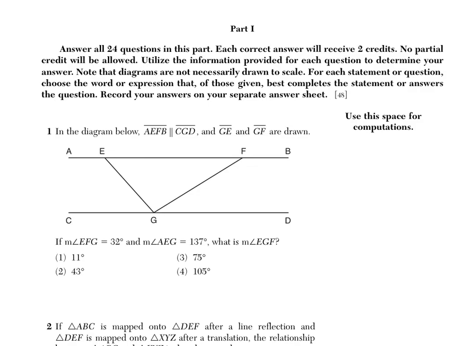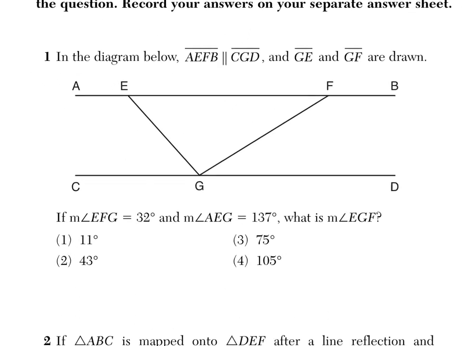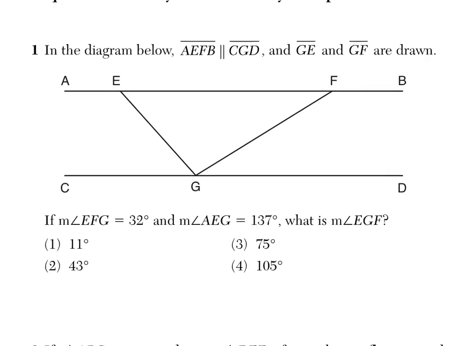In this video tutorial, we're going to analyze questions from part 1 of the Geometry 2018 Regents, and we'll start with question number 1 that says, in this diagram below, AEFB and CGD are parallel to one another. So I'm going to indicate that like so. And it also says that segments GE and GF are drawn. Tremendous. So it says if EFG, which is this angle right here, is 32 degrees, and AEG, which is this angle, is 137, what is EGF?